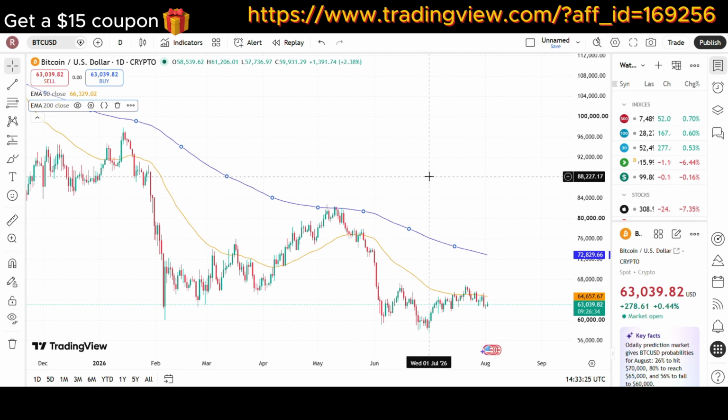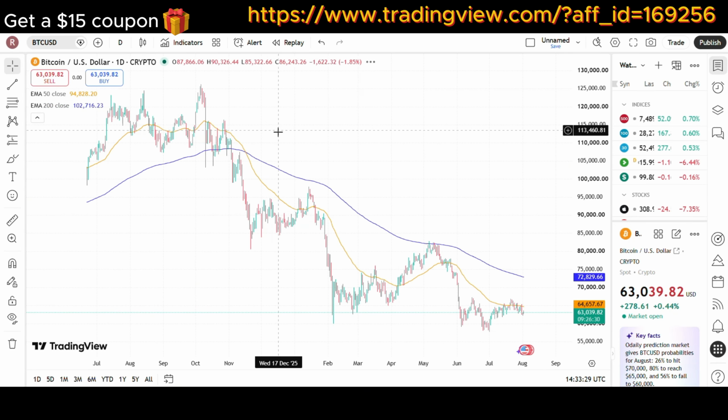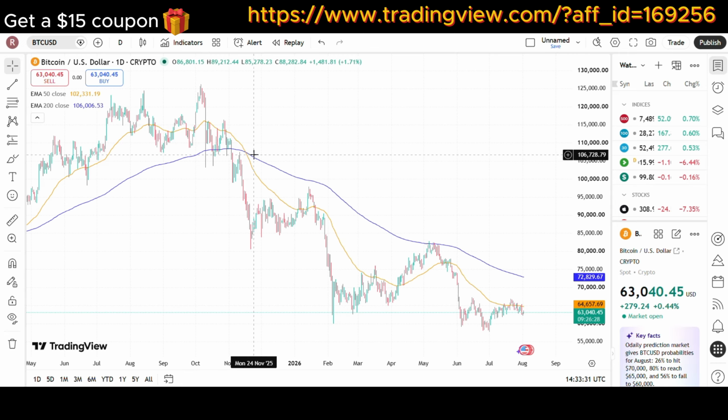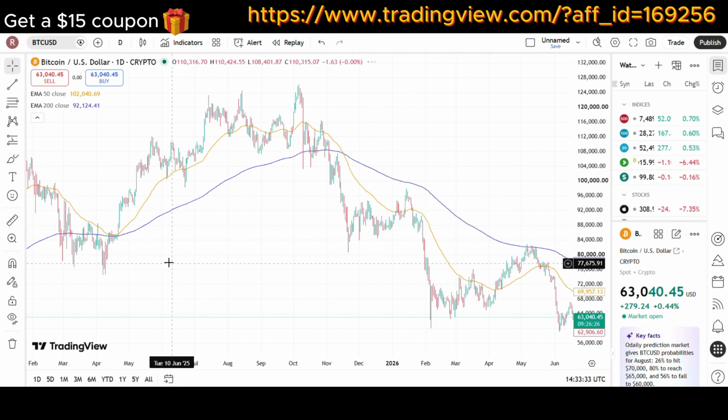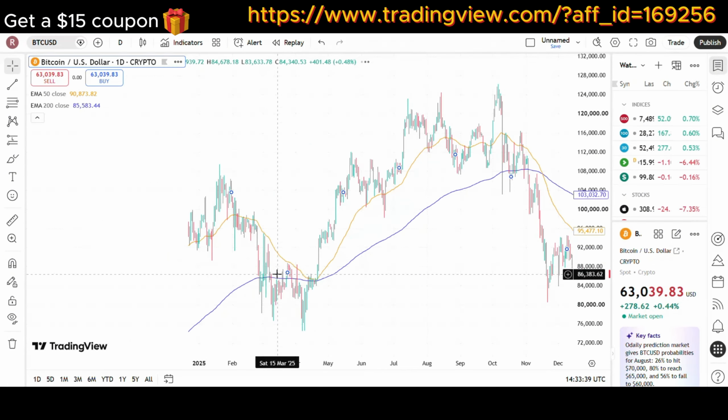On the chart, the EMA 50 reacts quickly to recent price changes, while the EMA 200 shows the overall market direction. Price staying above these lines signals a bullish trend for longs, while dropping below signals a bearish trend for shorts.